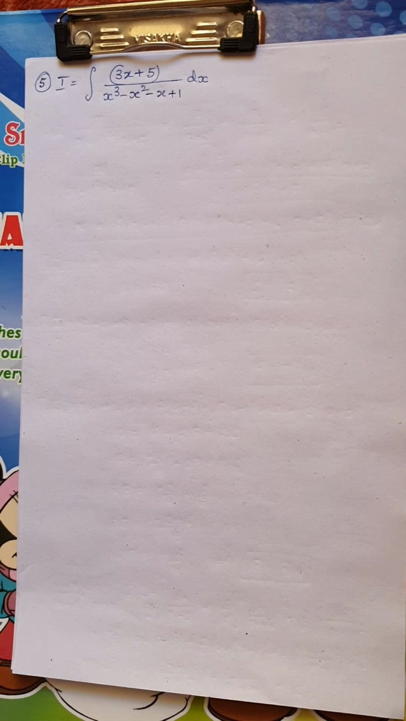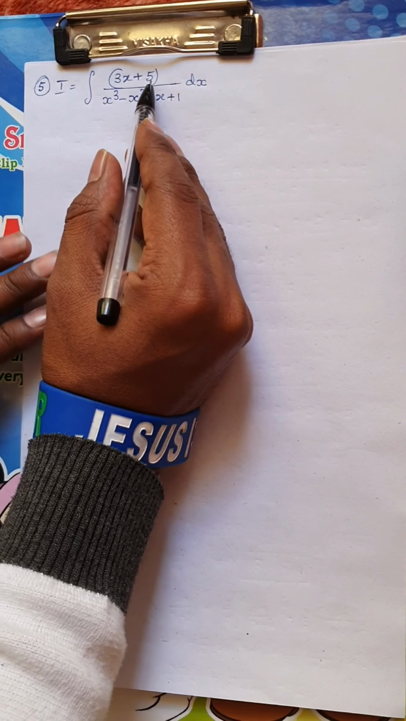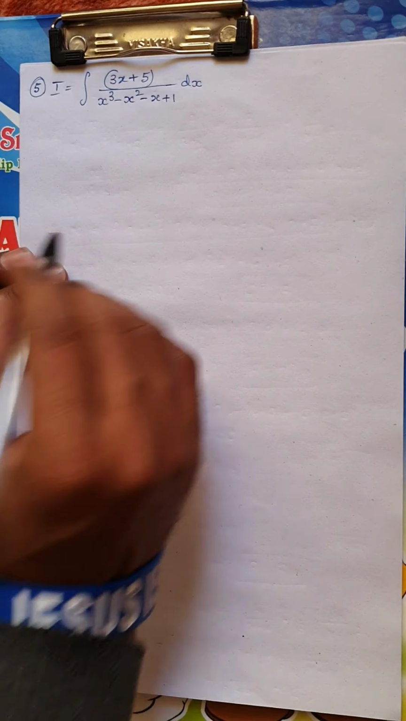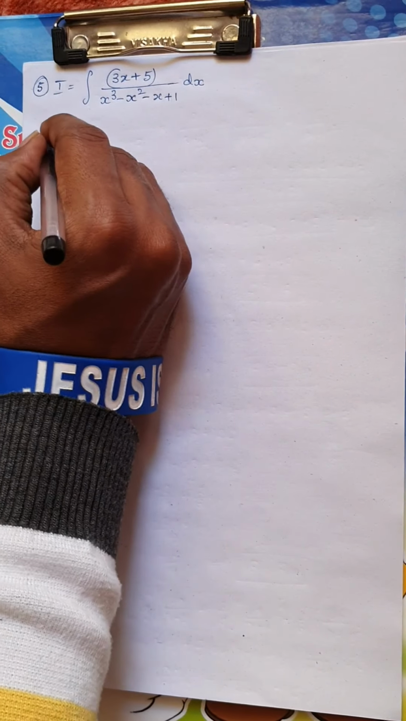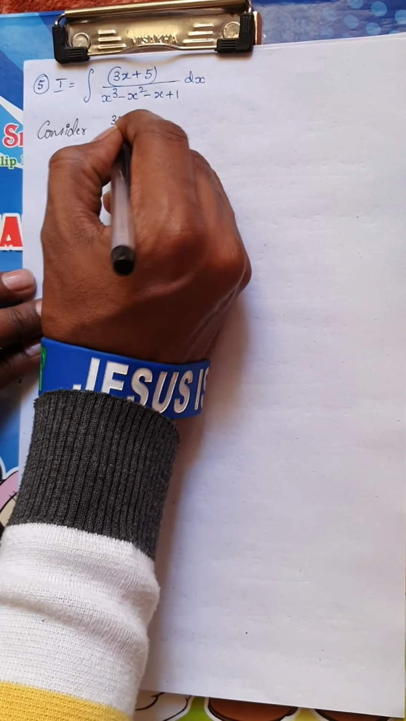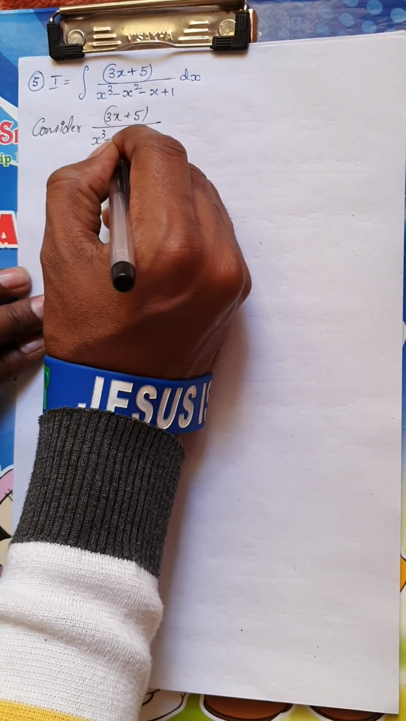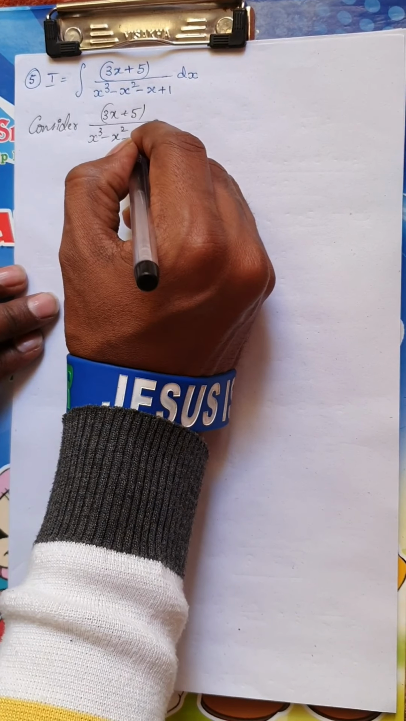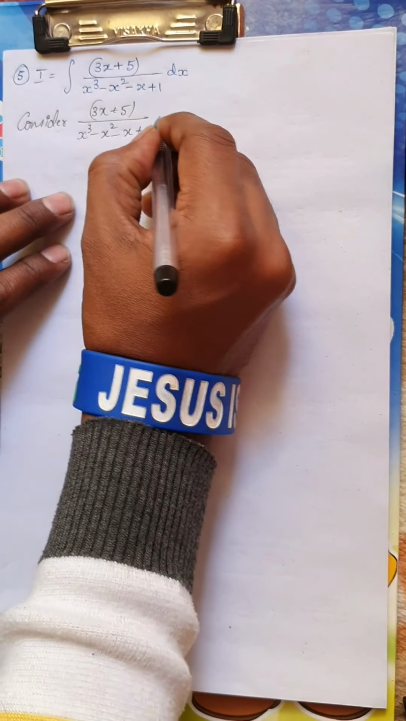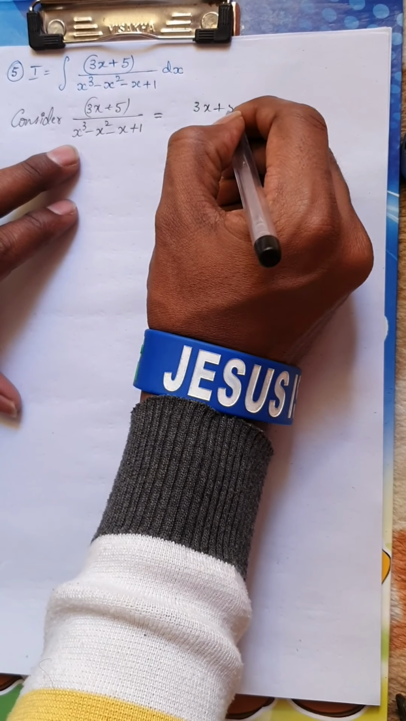Right. So, the next integral given is as follows: 3x plus 5 divided by x cube minus x square minus x plus 1. Okay. Now, if you consider this term, 3x plus 5 divided by x cube minus x square minus x plus 1, see what happens. Before taking it into regular form, I am going to simplify this.